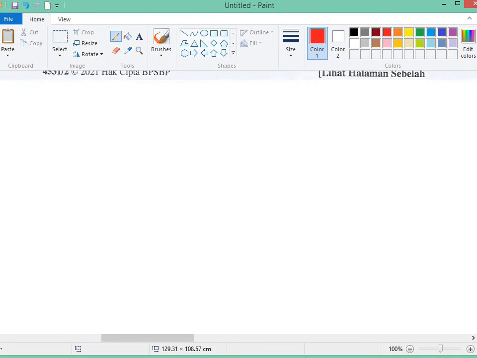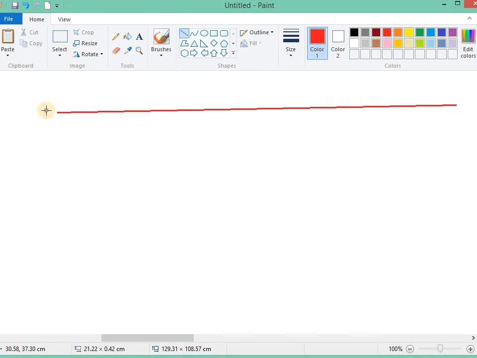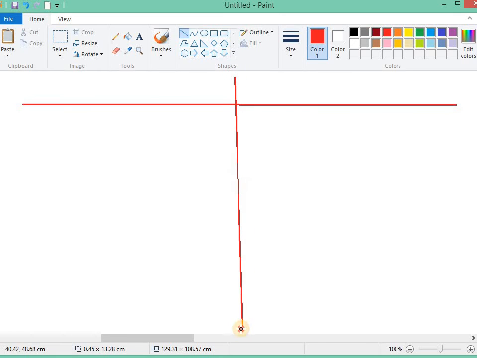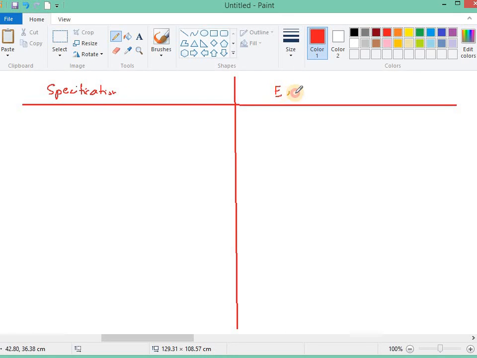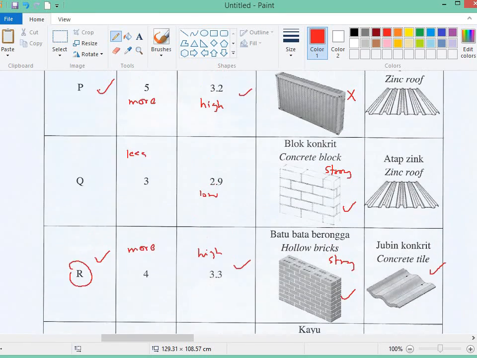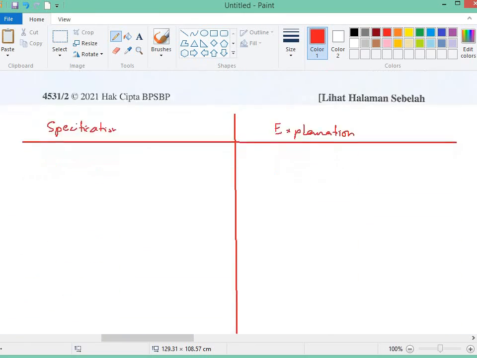Okay, so how to answer this type of question? We draw a table. This is the specification, and then this is the explanation. Specification and explanation. Now, for the specification, the first one is number of window.